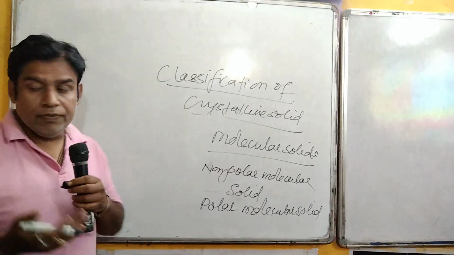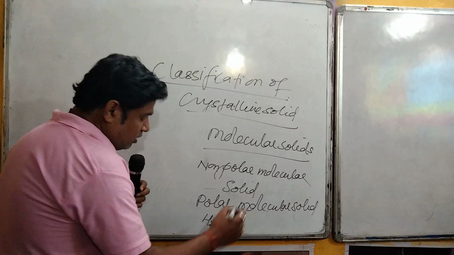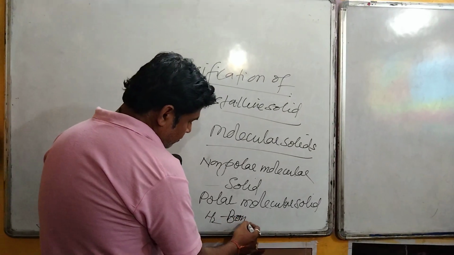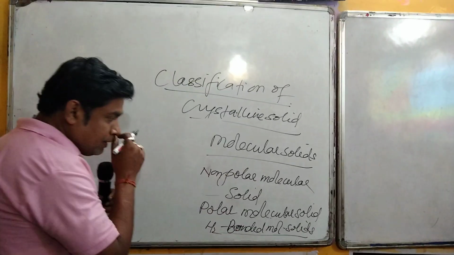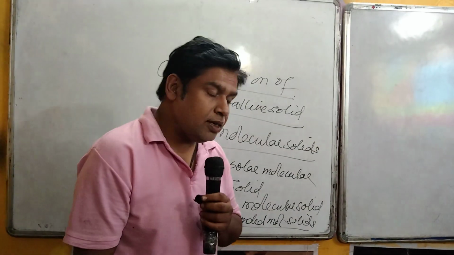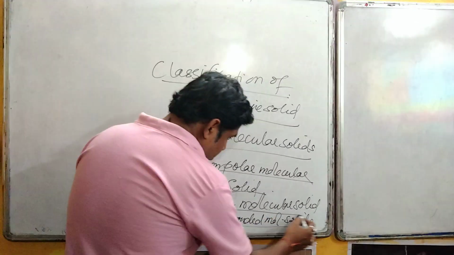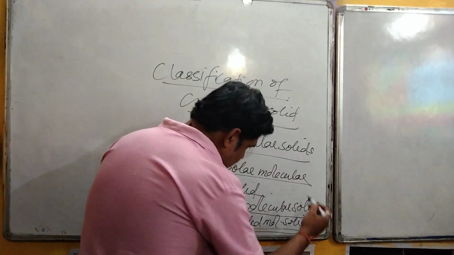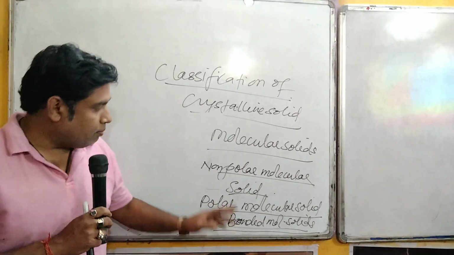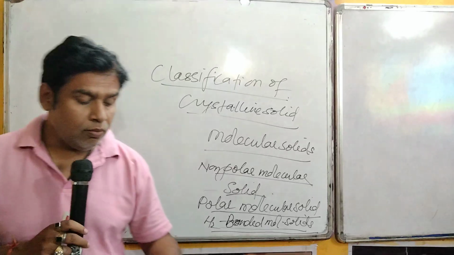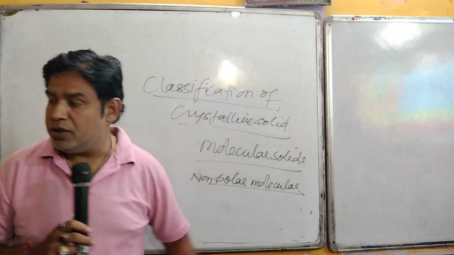And the third one obviously is the hydrogen bonded molecular solid. So we have three categories of molecular solids: first the non-polar molecular solid, second the polar molecular solid, and third the hydrogen bonded molecular solid. We will study them one after the other, but first we will study non-polar molecular solids.